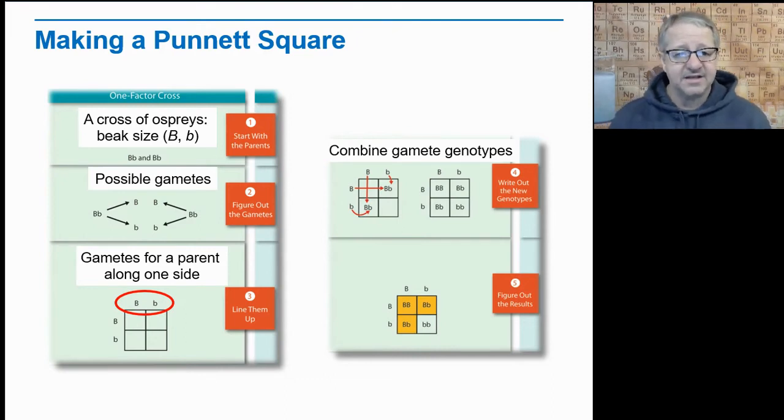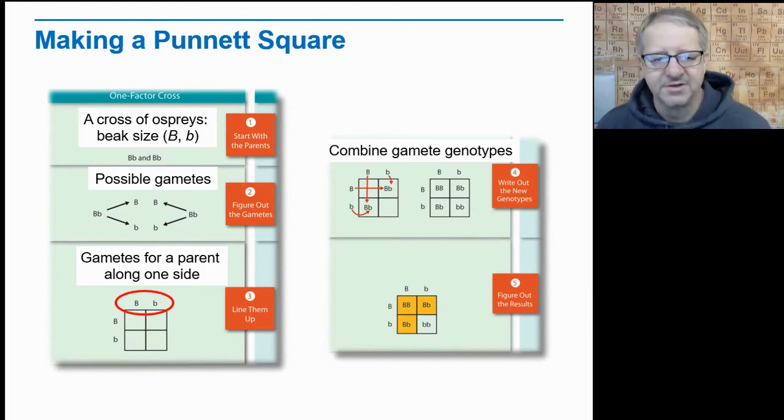And in the case of what we have on the board here, we're going to cross some ospreys that are both heterozygous. Okay, you should know what that means when I say they're both heterozygous. It means each will have one big B and one little b. We're talking about beak size, so we're just going to use the letter B for that.